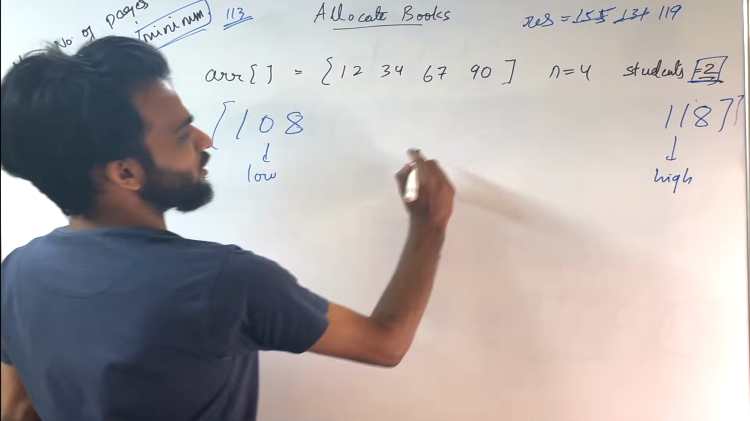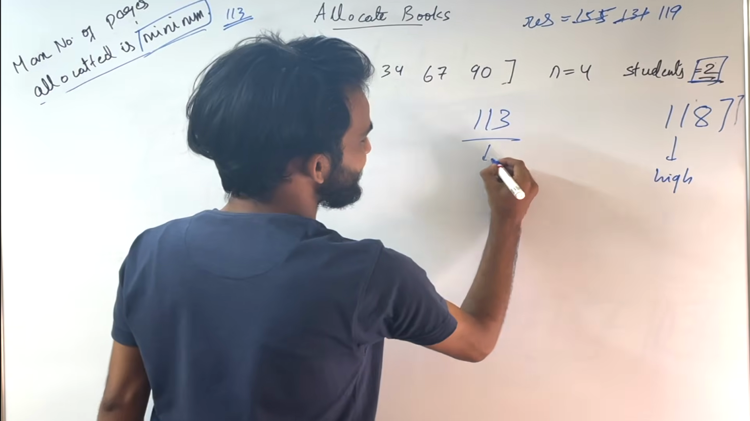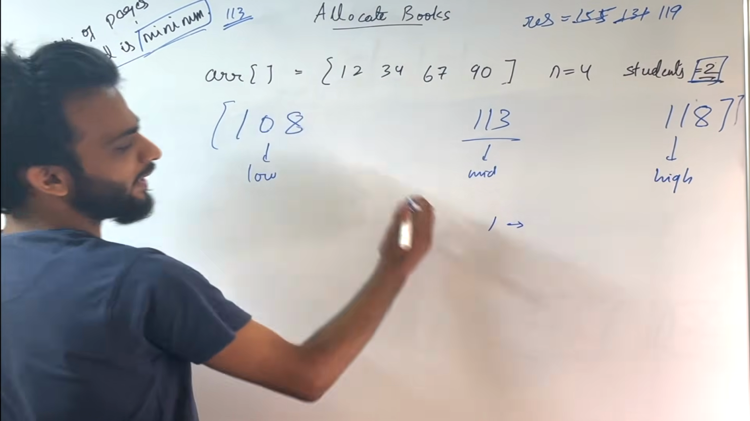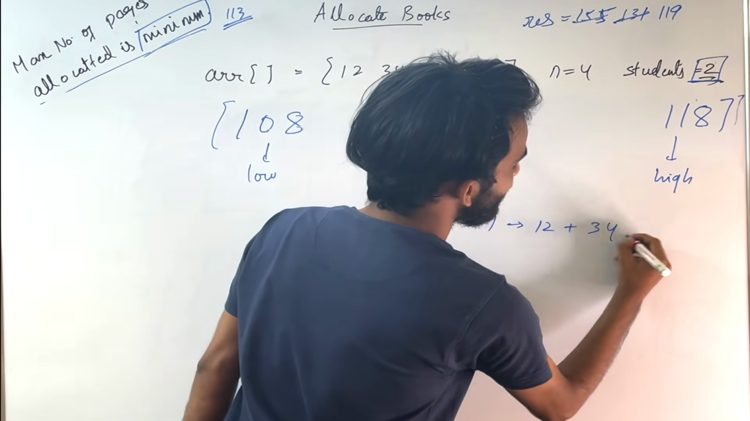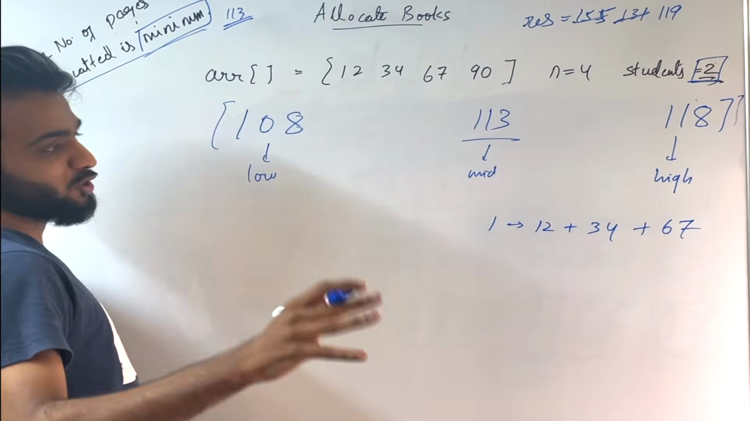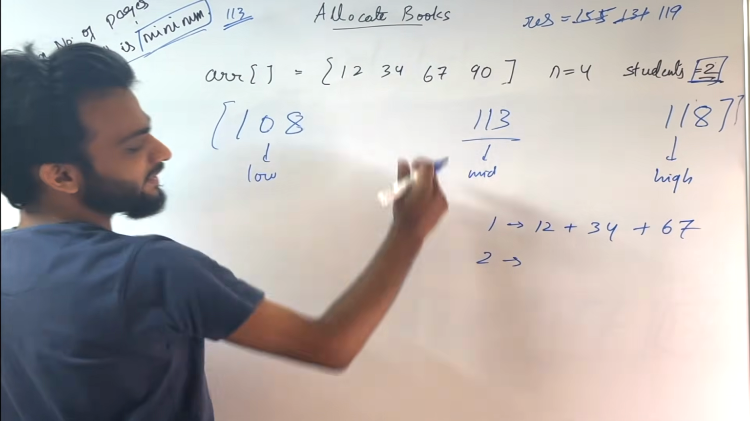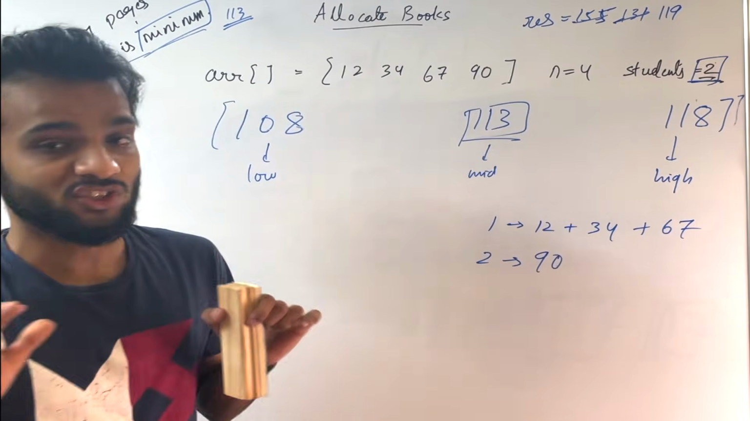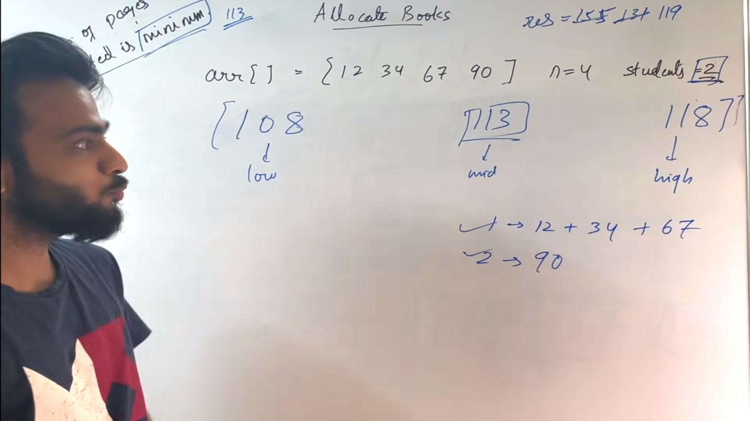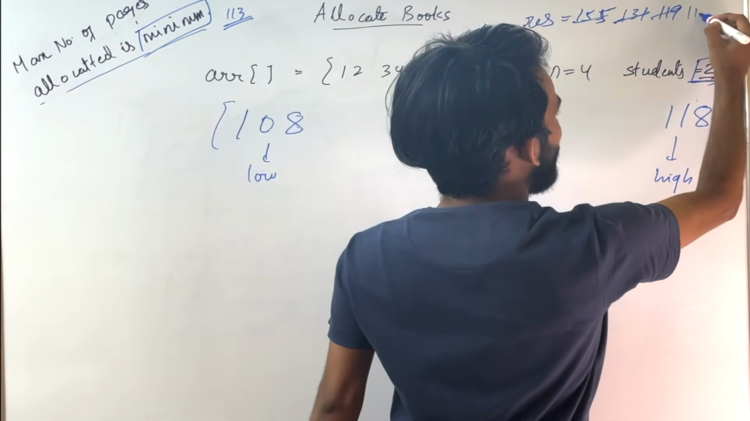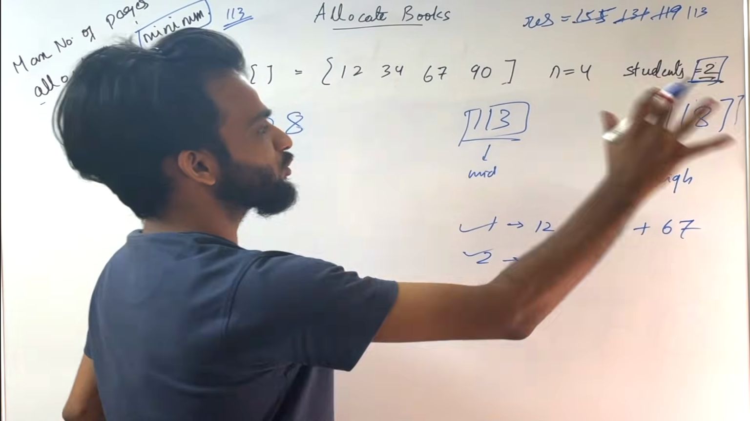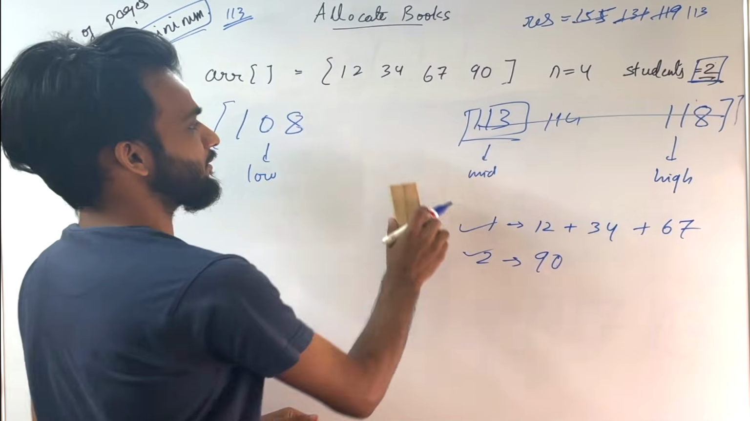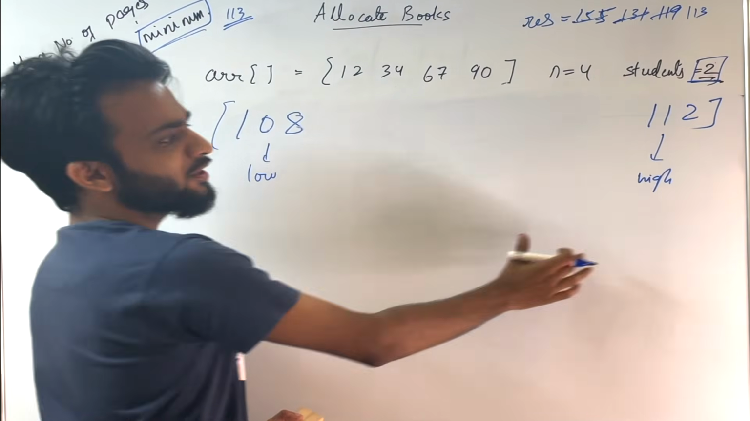Now the middle of this is nothing but 113. Again, try to keep this as a barrier. If you keep this as a barrier, you can take 12, you can definitely take 34, and you can take 67. That's possible. And in the second, you can take this 90. So again, by keeping a barrier of 113, I was able to distribute books. Yes, I was able to. Hence, my answer gets reduced to 113. So obviously, I will not be requiring this, so the right half will be eliminated. Now my search space reduces to 108 to 112.